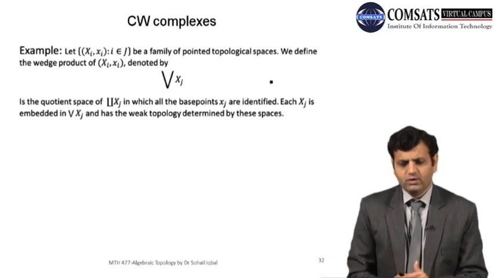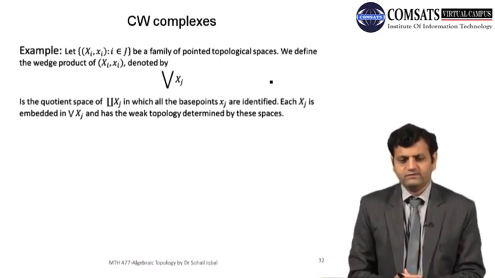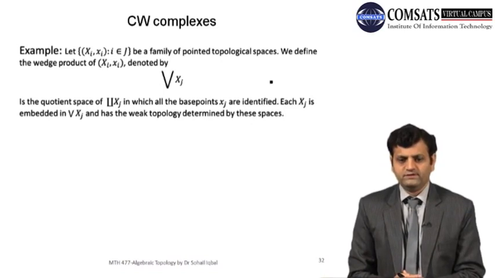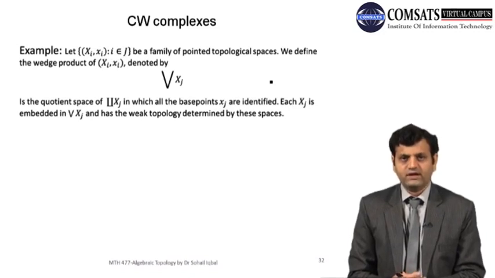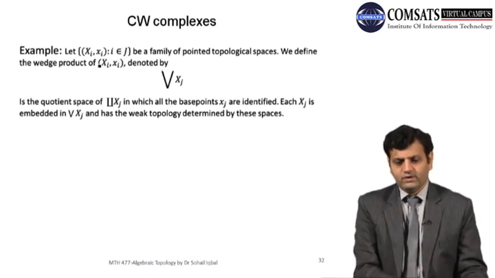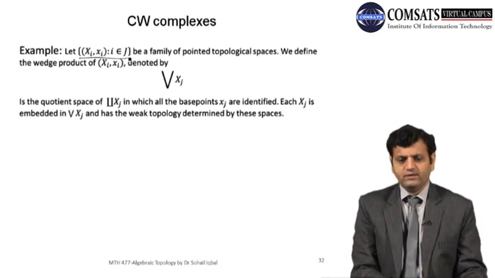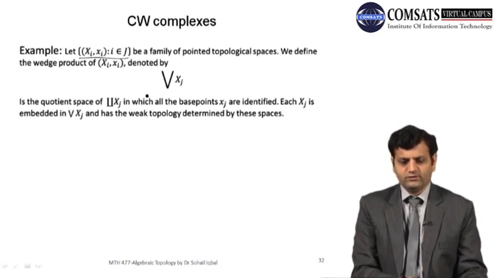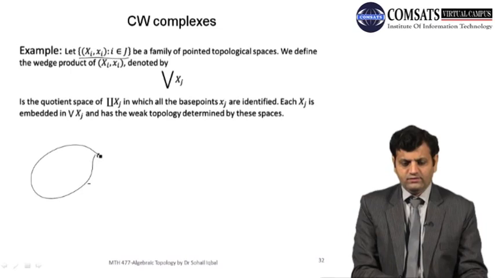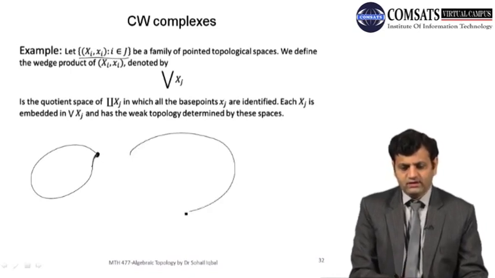Okay, so let's consider another non-trivial example where we are going to define the wedge product of topological spaces. So it's the same wedge product that we have already used, where we constructed the wedge product of two circles when trying to construct a torus as a CW complex. So how do we define the wedge product of different pointed topological spaces? For example, I have one circle which is a pointed topological space in the sense that I have one point marked on this circle, and I have another circle which has one other point marked on it.